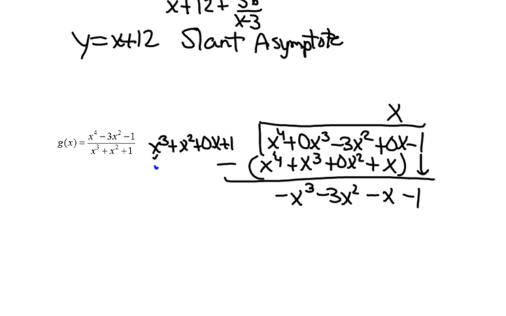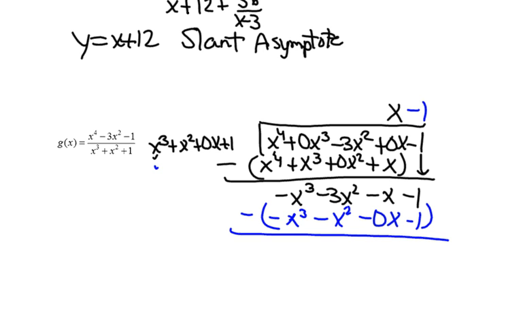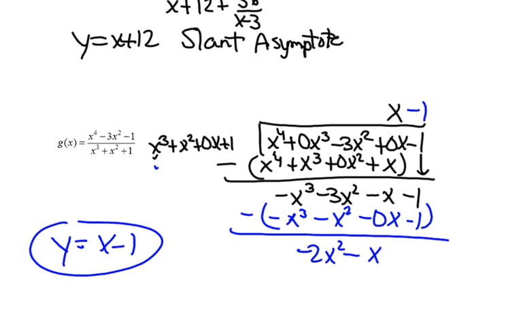So now, what do I multiply x cubed by to get negative x cubed? Well, that's negative 1. So now multiply. Now, negative 2x squared has a smaller degree than the divisor, so we're done here. So the slant asymptote is x minus 1, y equal to x minus 1.